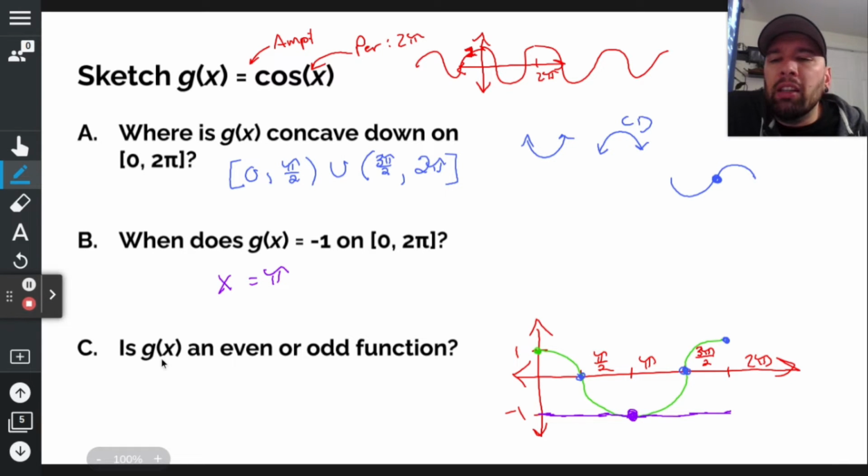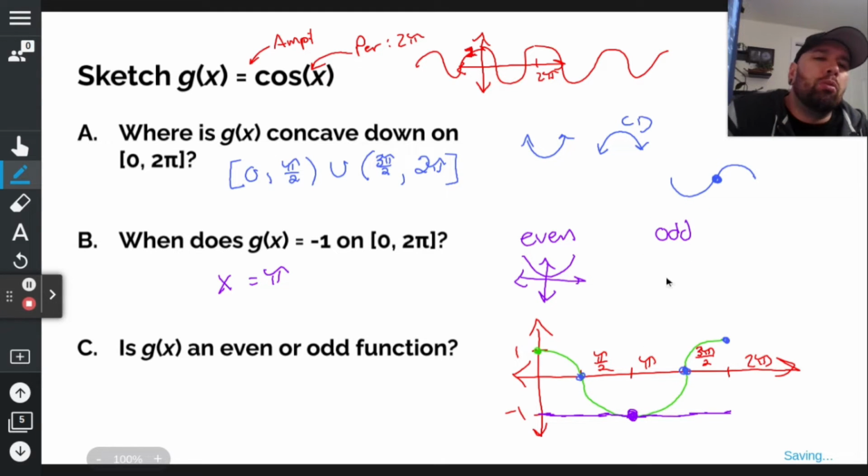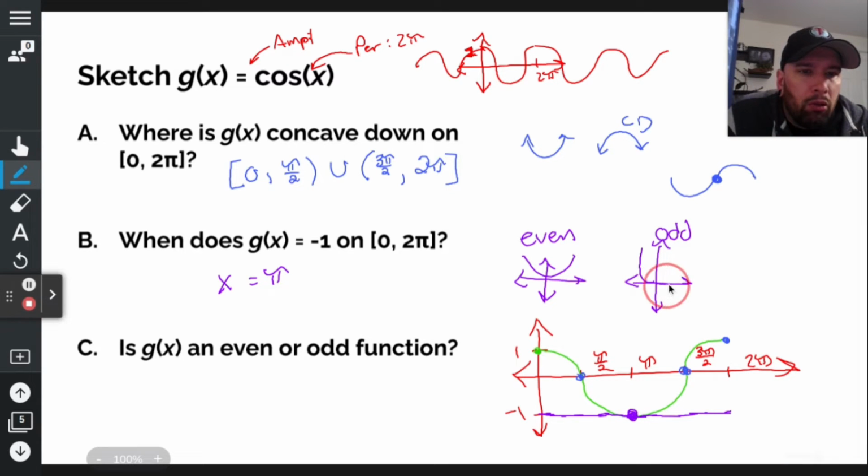Last but not least, is g of x an even or an odd function? If you don't remember the difference between even and odd function, an even function has a mirror image from the left to the right. So u would be even. An odd function is like if you were to draw out the left side, like this, the right side is a 180 rotation, so like that. Now, cosine in its most natural form would continue looking like this.